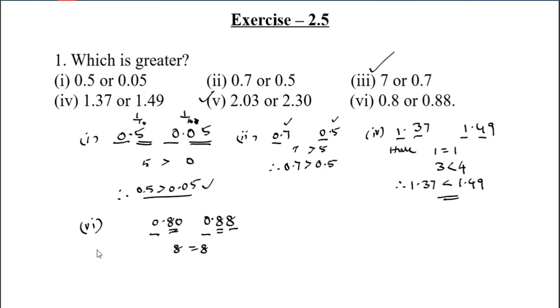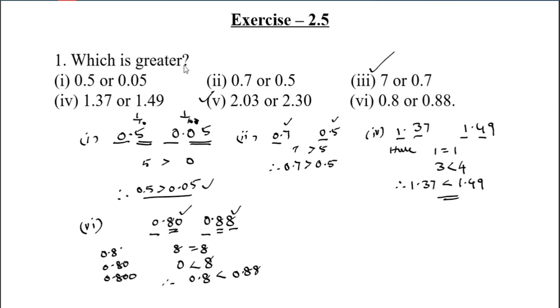So 0.8 or 0.80, both are the same, or we can put 0.8800. So here the value is 0.8 only. Therefore here 8 is equal to 8. The digit in the tenths place is the same. Now you compare the digits in the hundredths place. Here 0 and here 8. Therefore 0 is less than 8. Therefore 0.8 is less than 0.88.